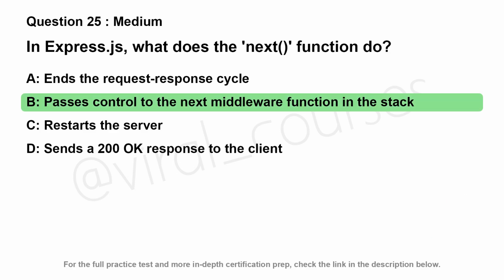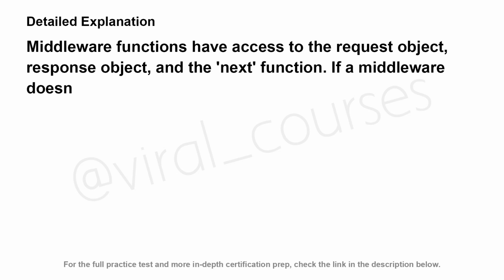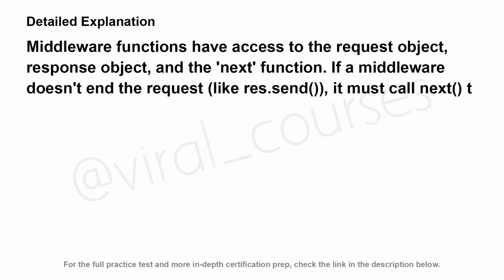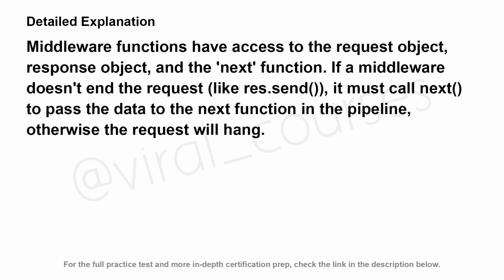The correct answer is B. Middleware functions have access to the request object, response object, and the next function. If a middleware doesn't end the request, like with send, it must call next to pass the data to the next function in the pipeline. Otherwise the request will hang.